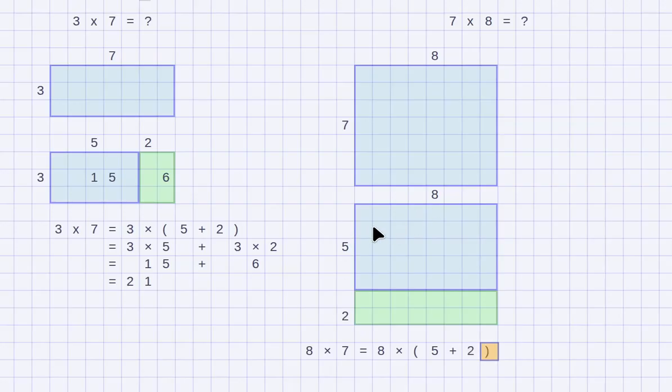So 8 times 7 is 8 times (5 plus 2). Important to have the brackets. And 8 times (5 plus 2) is 8 times 5 plus the green area, which is 8 times 2. So we might know that 5 eighths are 40, which is great.